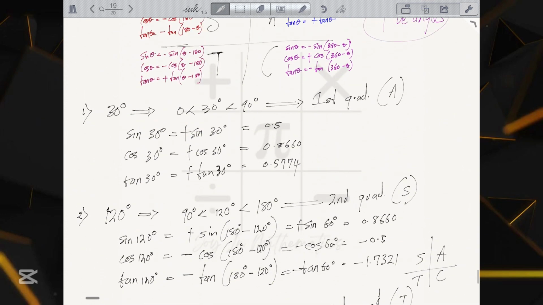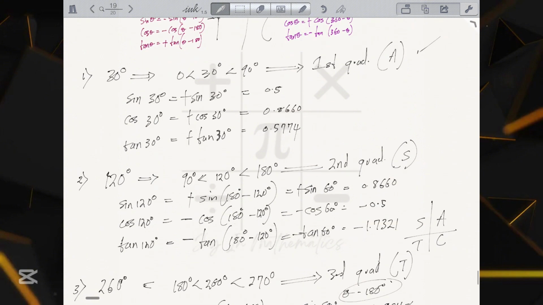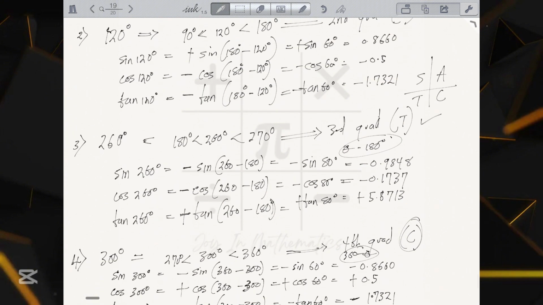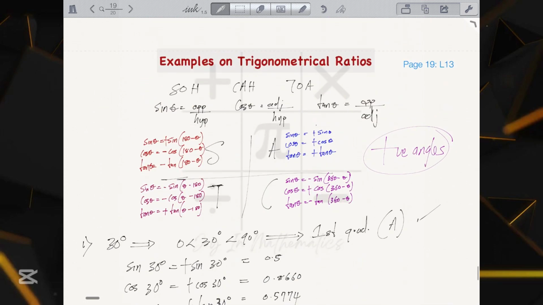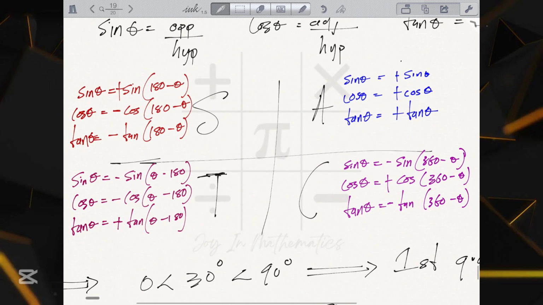Now we have seen how to apply this in the four quadrants. We have seen it in the first quadrant, in the second quadrant where only sine is positive, in the third quadrant where only tan is positive, and in the fourth quadrant where only cosine is positive. And all we just applied was this: all students take coffee.